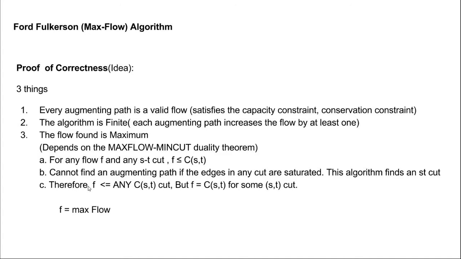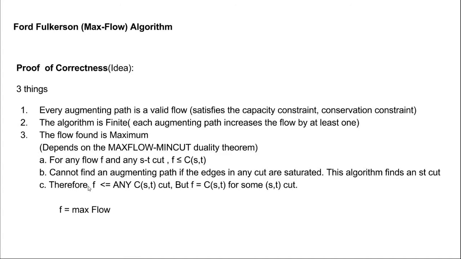Now it depends on something called the max flow min cut duality theorem. A. For any flow F and any ST cut, F is less than or equal to the capacity of the ST cut. An ST cut is a cut which separates the vertices into two disjoint sets. No edge is common between these two sets. And to form an ST cut, we need to remove some edges. The capacity of an ST cut is equal to the sum of the capacities of the edges we removed. For any flow F and any ST cut, F should always be less than or equal to the capacity of the ST cut.